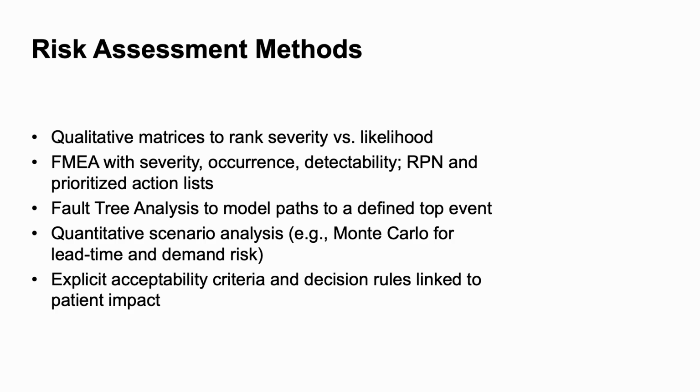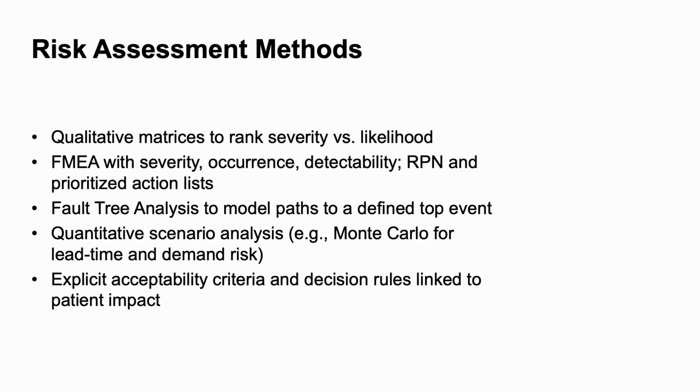The resulting risk priority number, RPN, helps prioritize actions, but teams should be cautious not to overinterpret RPN differences when ratings are uncertain, and should consider severity independently when patient impact could be high. Fault tree analysis, FTA, complements FMEA by modeling logical paths to a defined top event, such as a temperature excursion or critical material mix-up. FTA can reveal combinations of contributing failures and highlight where redundancy or improved detection would break the path to harm.